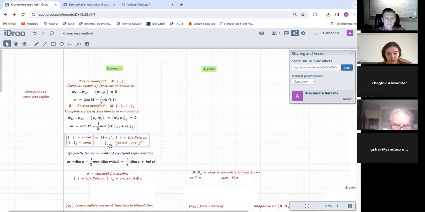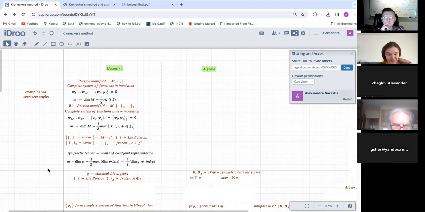And we will take another, constant bracket, a bracket with a frozen argument, that could be constructed for any element of the dual space to the Lie algebra. In this case, symplectic leaves are just orbits of the coadjoint representation. And the number of functions could be found like that: it's one half of the dimension of the Lie algebra plus the index of the Lie algebra.